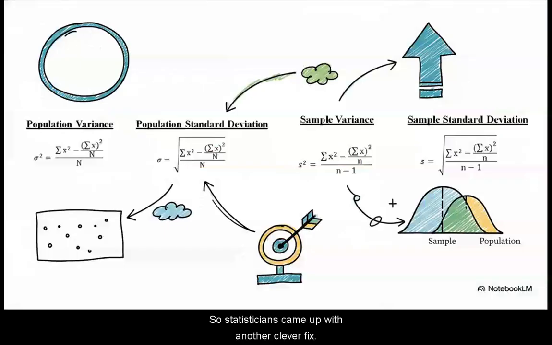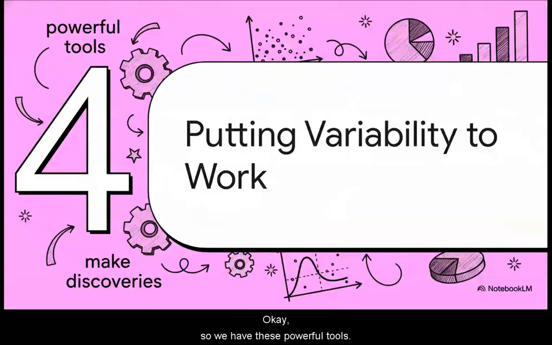So statisticians came up with another clever fix. Just look at the two formulas here. See the tiny difference in the denominator, the bottom part of the fraction? Instead of dividing by n, the total number of scores, for a sample we divide by n minus 1. It seems like a small change, but this little tweak mathematically corrects for that underestimation bias. It inflates the number just enough to give us a much more accurate picture of the variability in the whole population.